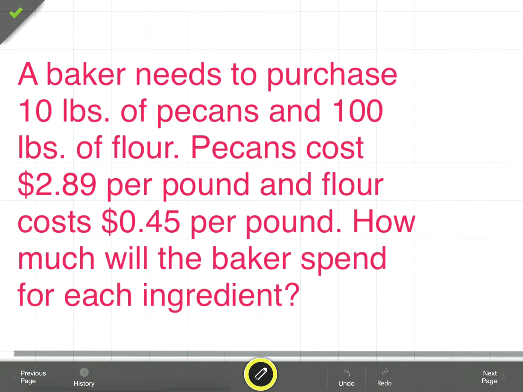A baker needs to purchase 10 pounds of pecans and 10 pounds of flour. Pecans cost $2.89 per pound, and flour costs 45 cents per pound. How much will the baker spend for each ingredient?